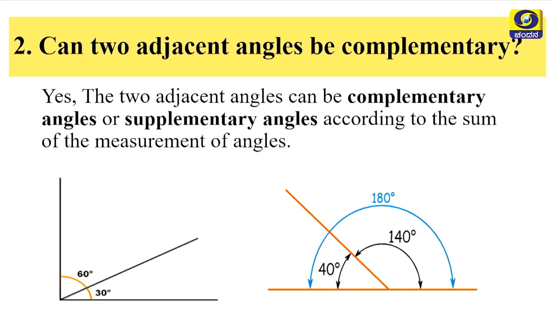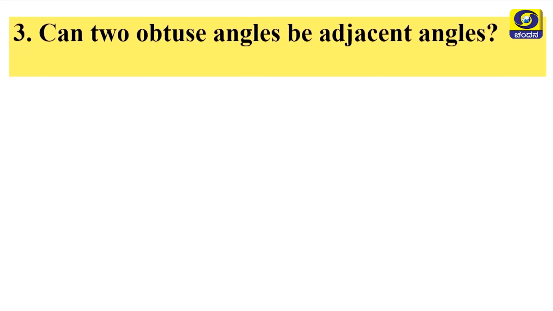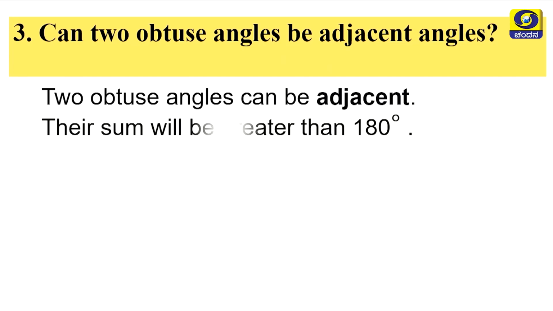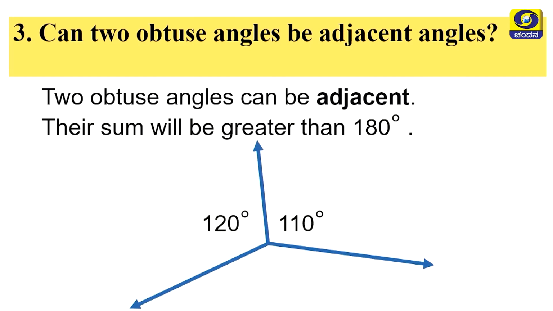So, adjacent angles, there is another question. Can 2 obtuse angles be adjacent angles? Let us test. 2 obtuse angles can be adjacent, but their sum will be greater than 180 degrees. Look at the picture over here. Here there are 2 obtuse angles. One is measuring 110 degrees and another is measuring 120 degrees. Both are adjacent angles, but their sum is more than 180 degrees. So, 2 obtuse angles can be adjacent, but their sum will be greater than 180 degrees.